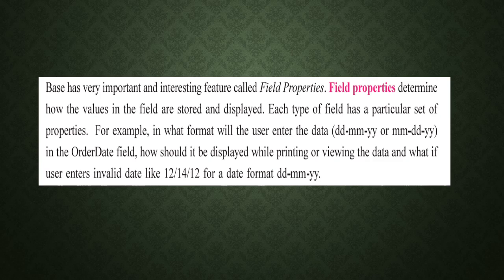In a date field, how should it be displayed while printing or viewing the data, and what if the user enters an invalid date like 12, 14, 12 for the date format DDMMYY? So friends, you have to understand in which format you want to insert records and how the records will be visible.